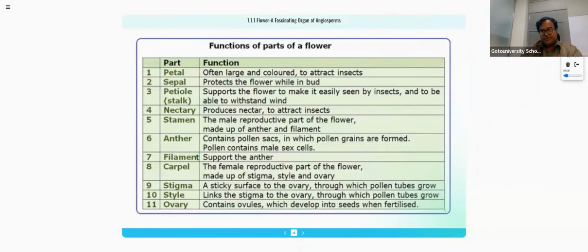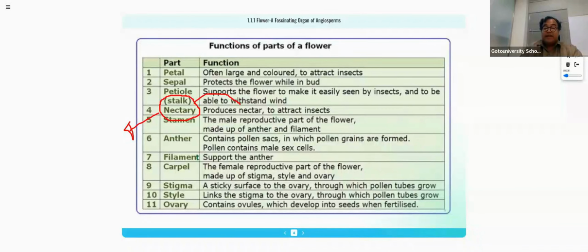Most of the students will fail to say the word nectary. Nectary produces nectar is okay, but where the nectary is present in the flower, nobody knows. It is a part of the biology CBSE practical. This nectary is present in the male reproductive organ.